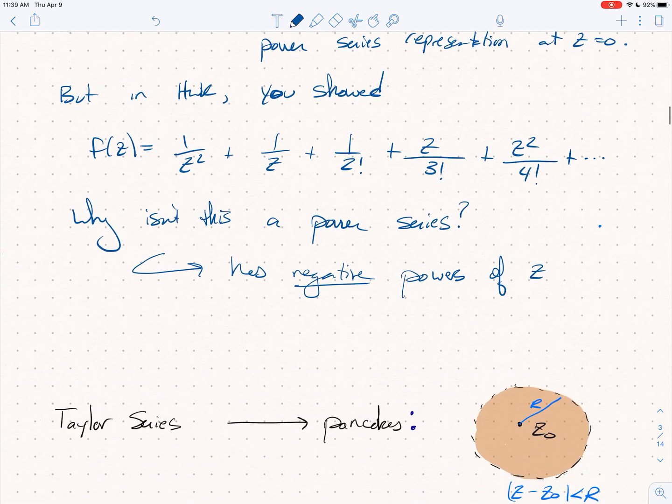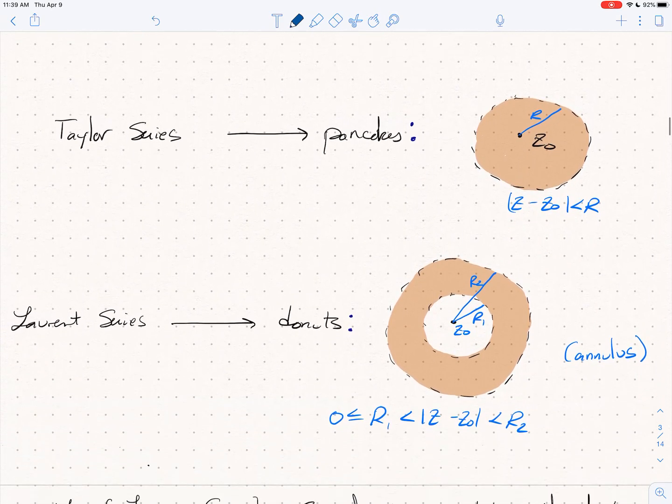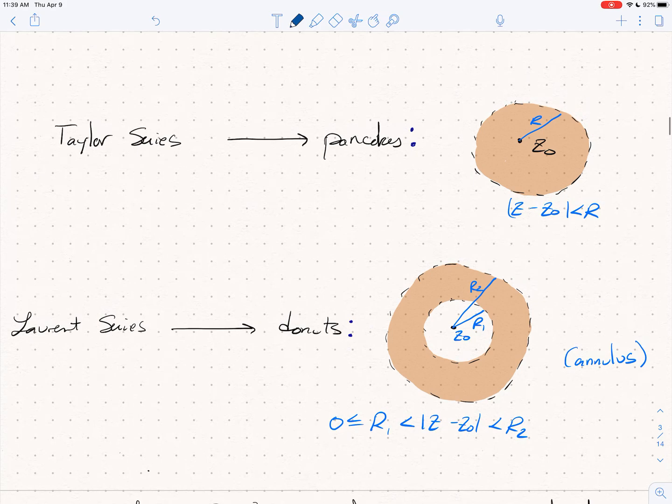Before we do that, I want to give you a little visual picture that I drew. Maybe I'm hungry because this is what came to my mind when I was thinking about this. But when you're thinking about Taylor series, I want you to think about disks, about pancakes, if you will. You've centered at z0, you've got radius r, and you've got an open disk around your point. When we think about Laurent series, I want you to think about donuts. We often will call these an annulus.